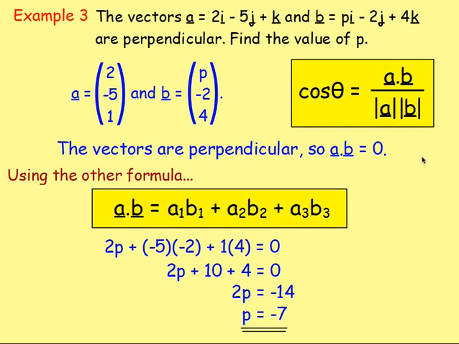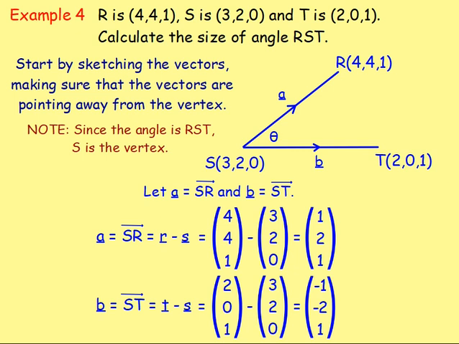Another example here, it told you that these two vectors are perpendicular and you had to work out the value of p. So instead of a number being the coefficient of i, you had a letter. But once again, you know if the vectors are perpendicular, a dot b equals 0. So write them out in component form, and then from there you'd have 2 times p, add negative 5 times negative 2, add 1 times 4, that would equal 0 because they're perpendicular, and from there you can solve to find the value of p.